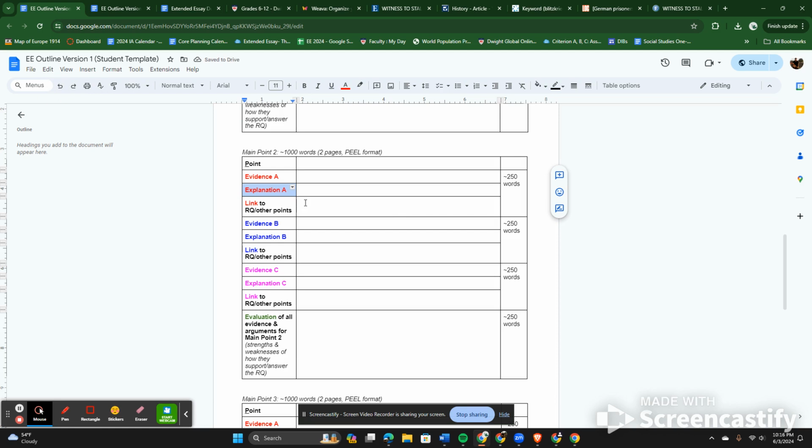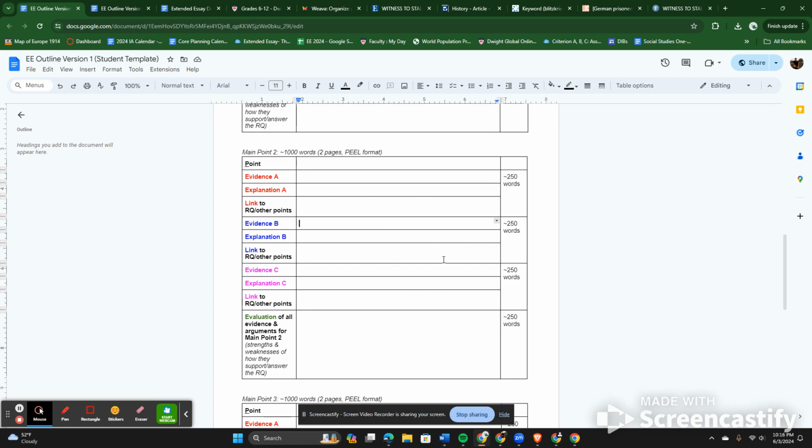This link can link any direction, but typically you want to make sure that you're at the very least stopping to remind the reader and the examiner what your research question is and how this helps to support it. But you can also link to other points. You can look forward, you can look back, you can connect to the previous point, or you can use it to foreshadow a point that's coming up. Okay, so point, evidence, explanation, link, and you do that about 3 times.